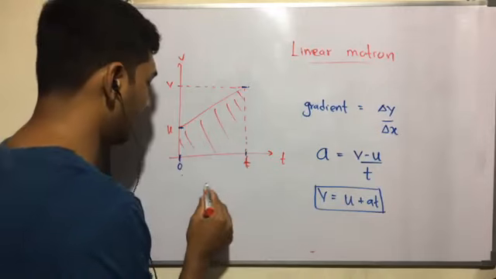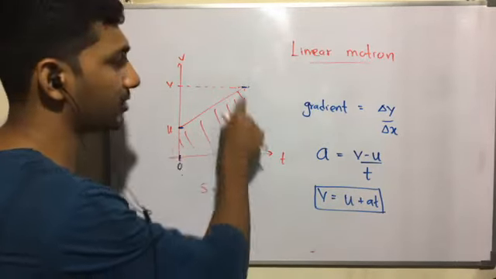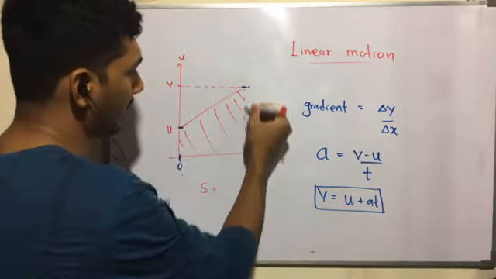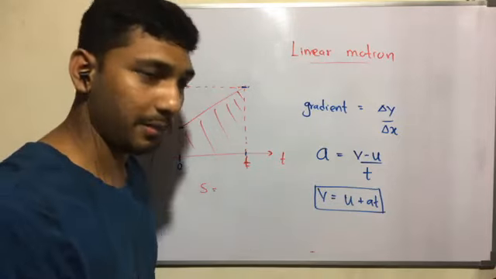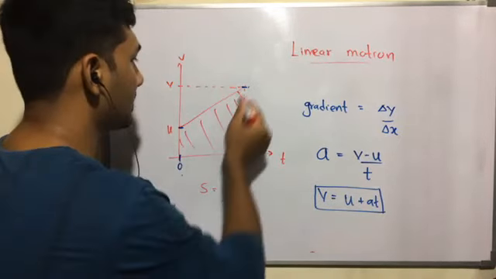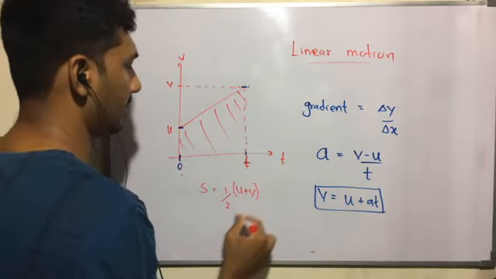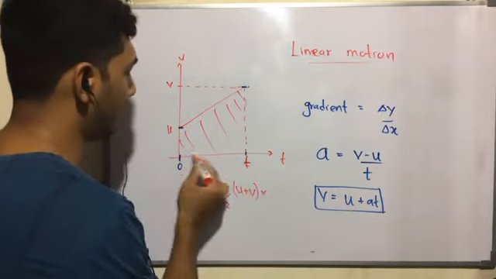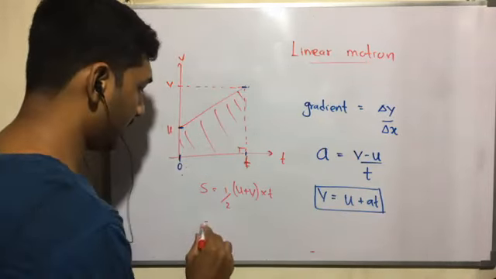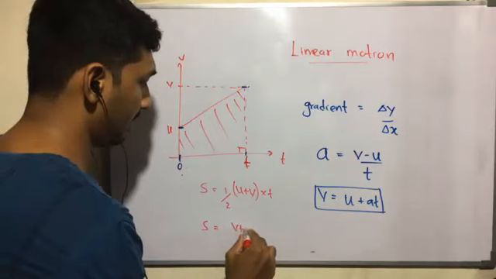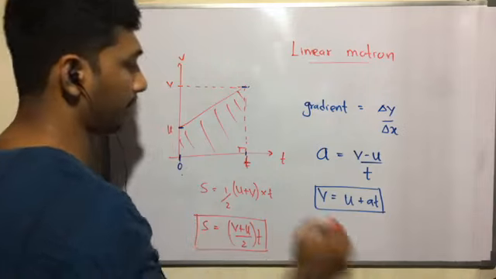So displacement is equal to the area. This is actually a trapezium, and these are the two parallel sides. What is the equation for the area of a trapezium? Half into the sum of the parallel sides, so v plus u, into the perpendicular height, which is t. So s is equal to (v plus u) over 2 into t, another equation that we obtain from this graph.